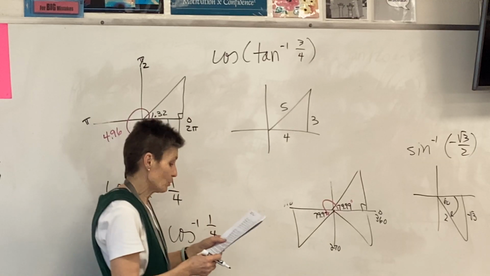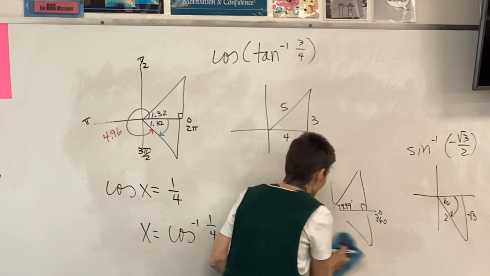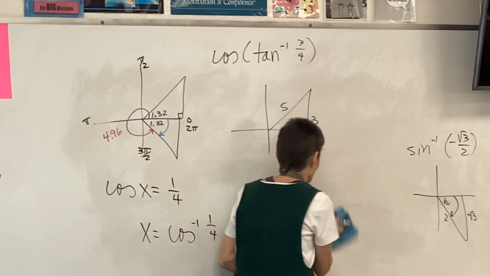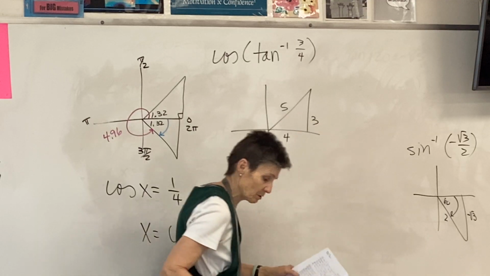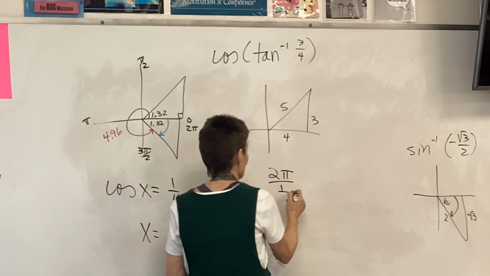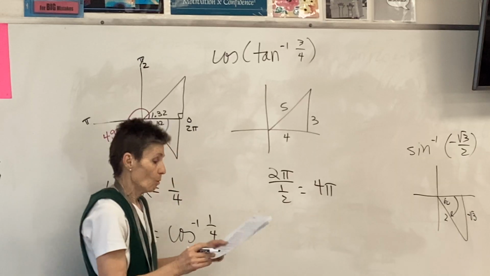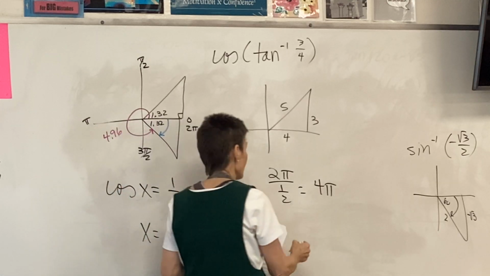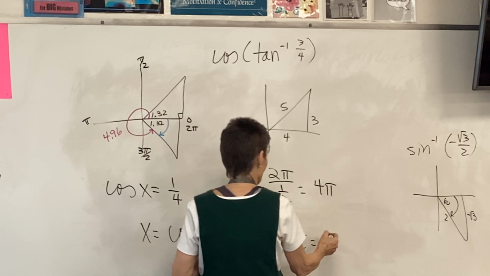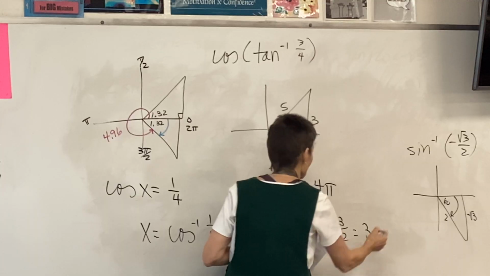All right, number 12. What is the period of the first piece of the equation? The period of the first piece is 2 pi divided by 1/2, which is 4 pi. What is the period of the second piece? 2 pi divided by 2/3, which is 2 pi times 3/2, that's 3 pi, yep.